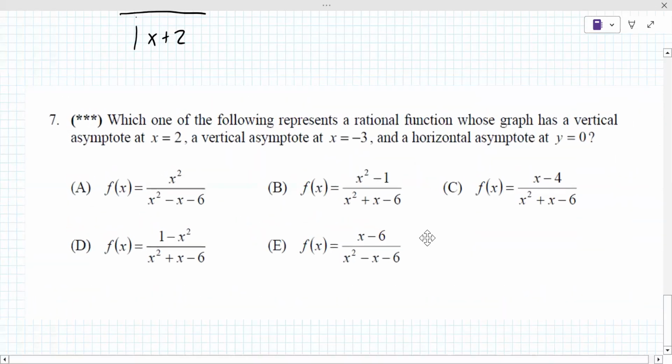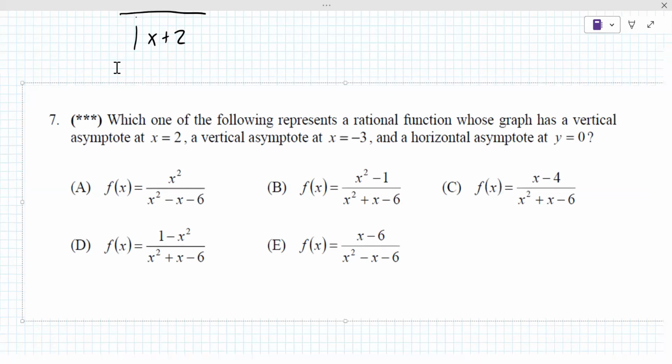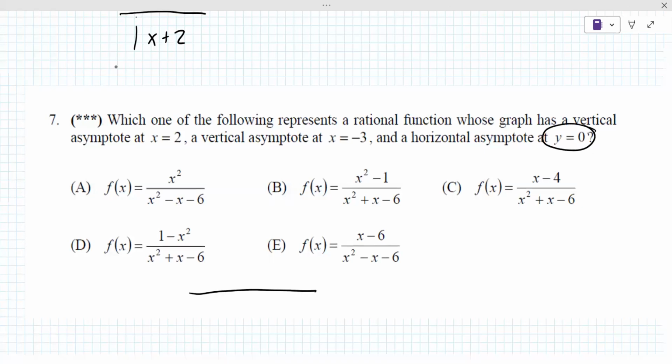Number 7 here. Which one of the following represents a rational function whose graph has a vertical asymptote at 2, a vertical asymptote at -3, and a horizontal asymptote at 0? Okay, so we know the vertical asymptotes are on the bottom. So x equals 2 corresponds to x minus 2. x equals -3 corresponds to x plus 3. So you have to be able to quickly FOIL that, and I think you can. Let me know what you come up with on that one.